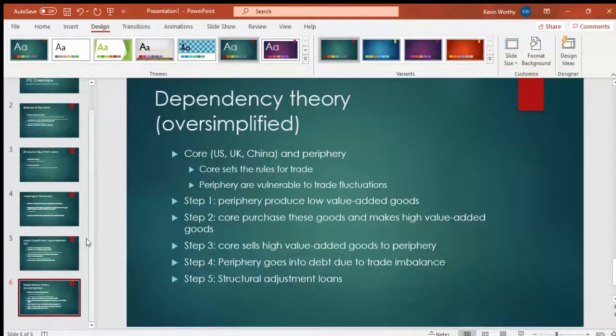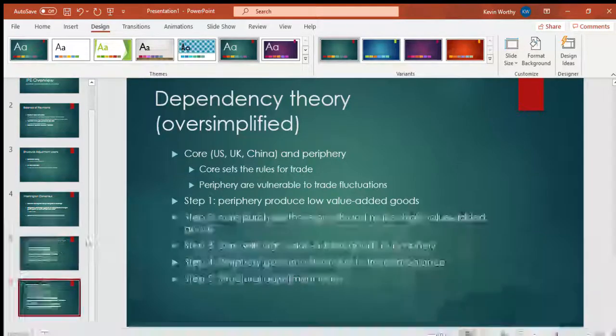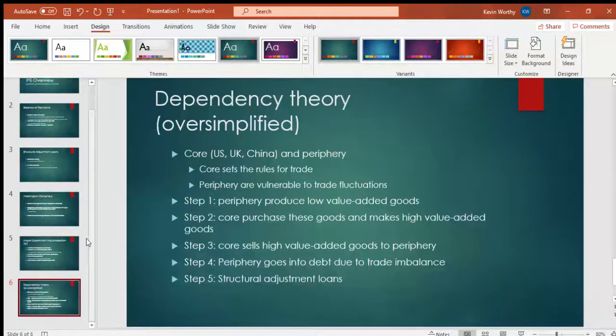You're selling that, you're exporting that, if it's, let's say, fabric. So the core purchases those fabrics and they make high value goods like fashionable clothes, right? Or fast fashion or whatever it is. So they take your fabric and they make something at a high value added, and then they sell that. But part of what they do is they sell it back to you.